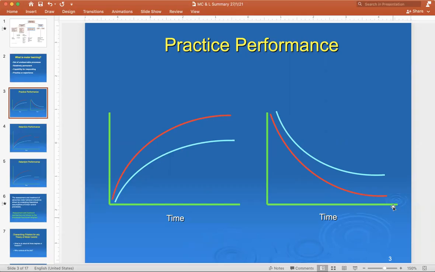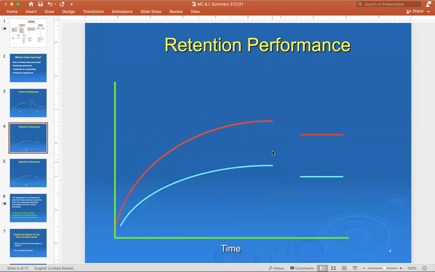And what we want to do is obviously improve performance during practice, but that's not as important as how they perform at a retention test. We cannot tell which of these groups here, the red or the blue, is actually going to learn the best. Even though the red is performing better during practice or during treatment, we cannot say they've learned more until we do a retention test at a later date without any feedback, without any instructions, whatever it is.